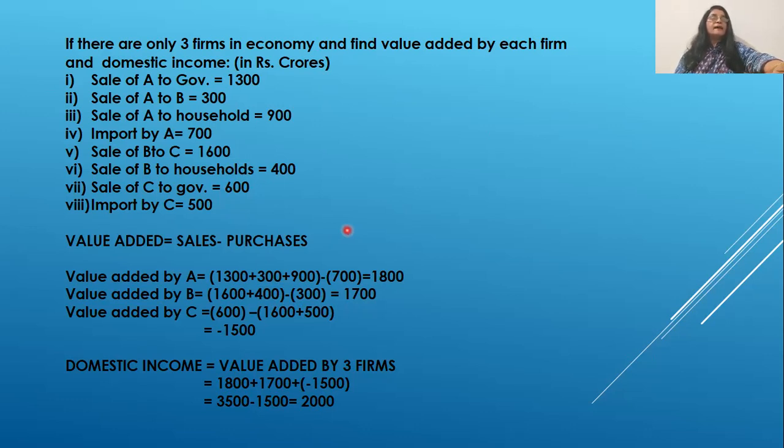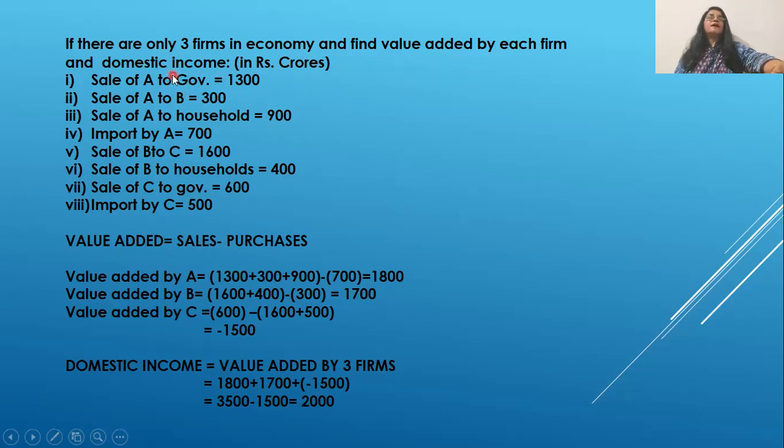And when we add the value added by all the three firms, then we get domestic income, because we are imagining that there are only three firms in the economy, because in the question it is written if there are only three firms in the economy. So three firms are firm A, firm B, and firm C. And then they are asking to find value added by each firm. So the formula is this: sales minus purchases.